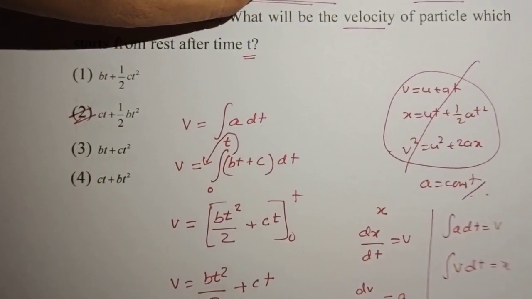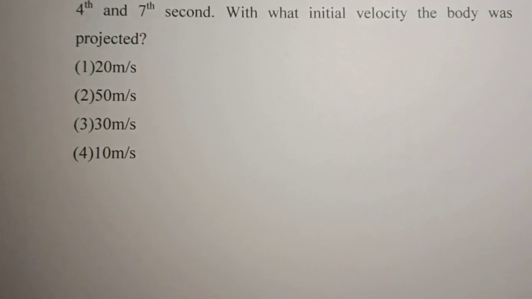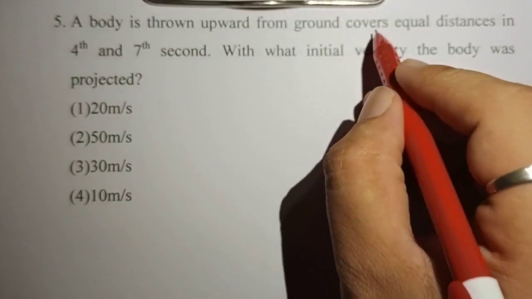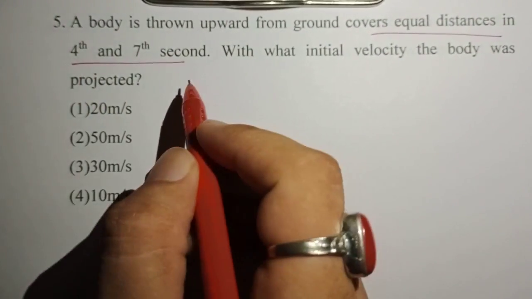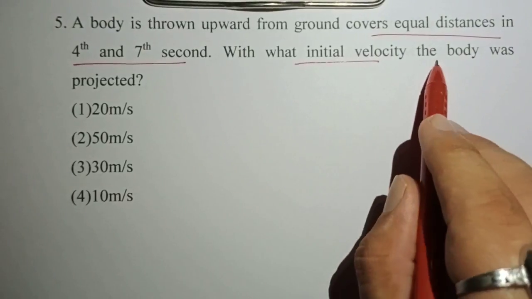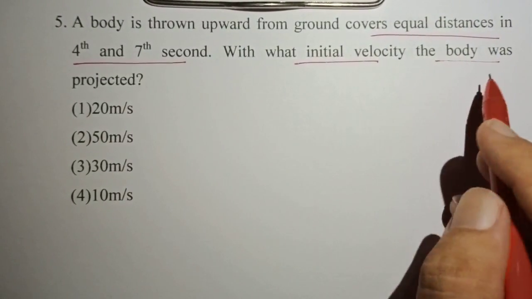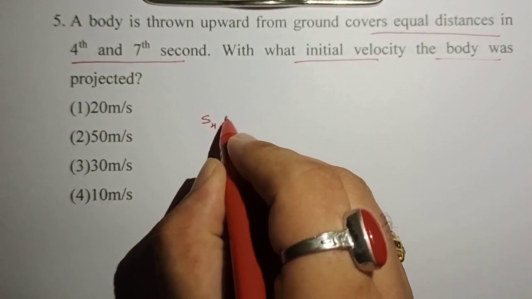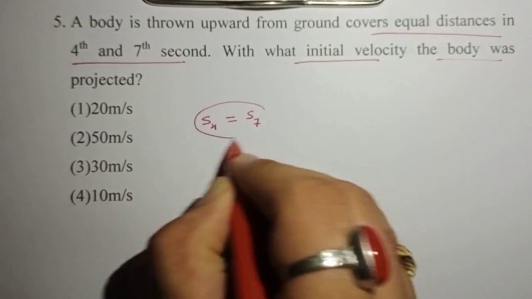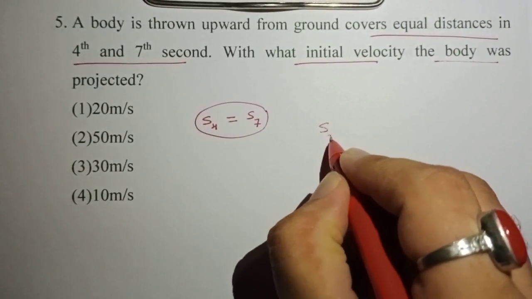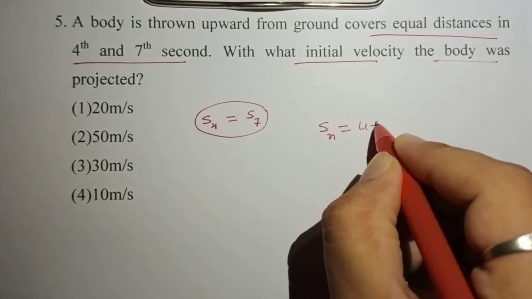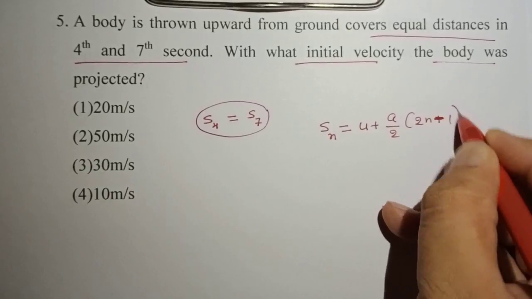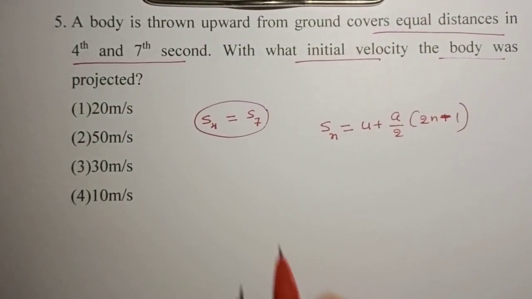Now we will go to the next question, question number 5. A body is thrown upward from the ground and covers equal distances in the 4th and 7th second. What is the initial velocity with which the body was projected? The distance traveled in the 4th second is equal to the distance traveled in the 7th second, so we have to use the formula for distance traveled in the nth second, u plus a by 2 into 2n minus 1. Now, what is the distance traveled in the 4th second?